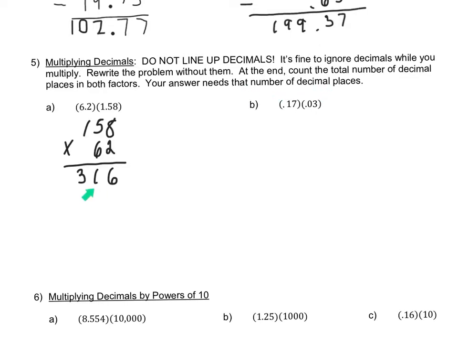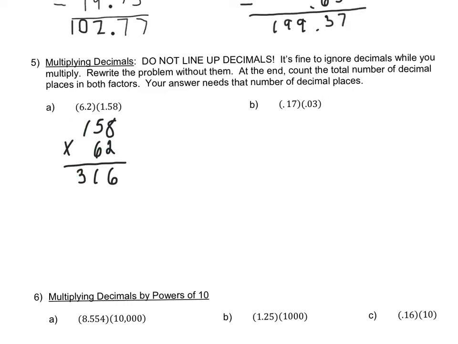So here's our first multiplication by the 2. 8 times 2 is 16, so carrying the 1 up here. 2 times 5 is 10, plus 1 is 11, and then we carry a 1, so 2 times 1 is 2, plus 1 is 3.